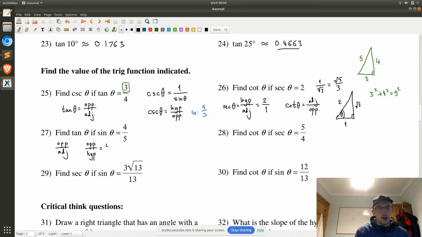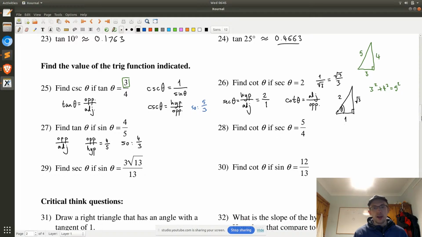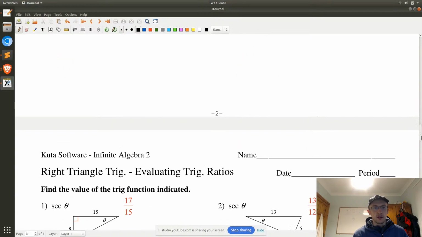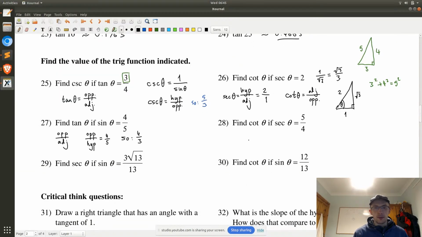Now the opposite divided by the hypotenuse is 4/5. So the adjacent must be 3 because this is clearly the 3, 4, 5 triangle. And therefore, for the opposite divided by the adjacent, that must be 4 over 3. I'm going to check these at each step. Yeah, that's right. Wonderful.